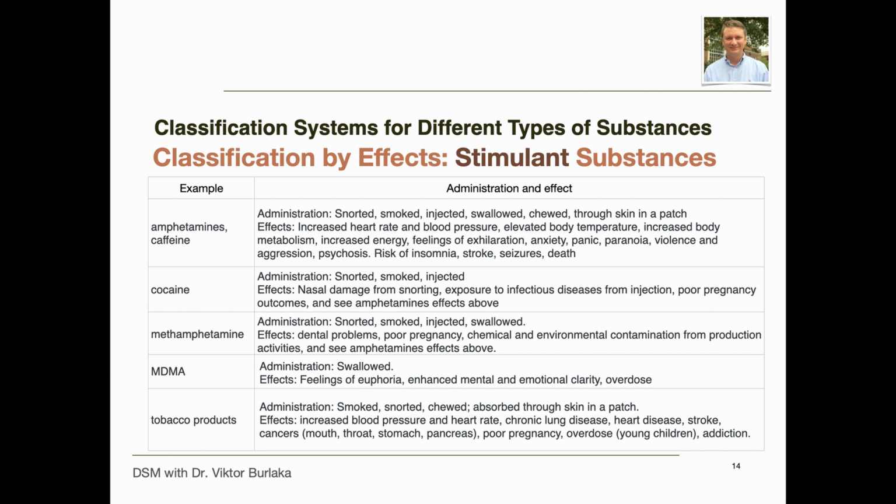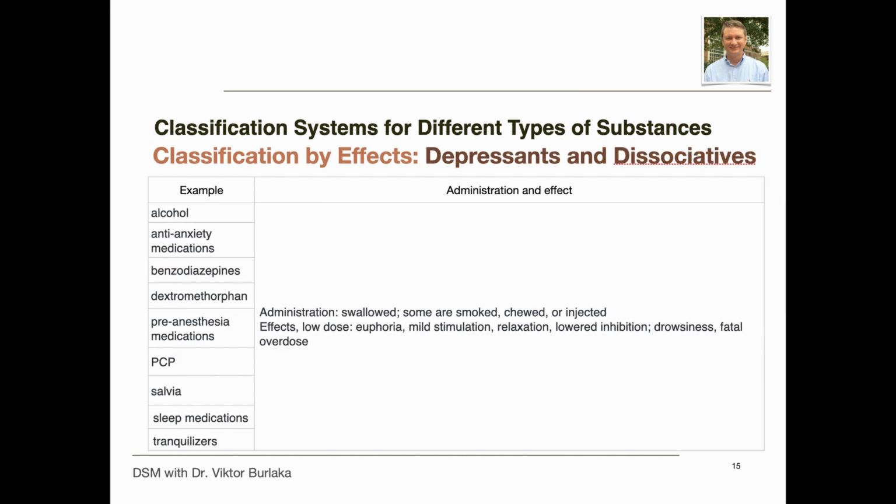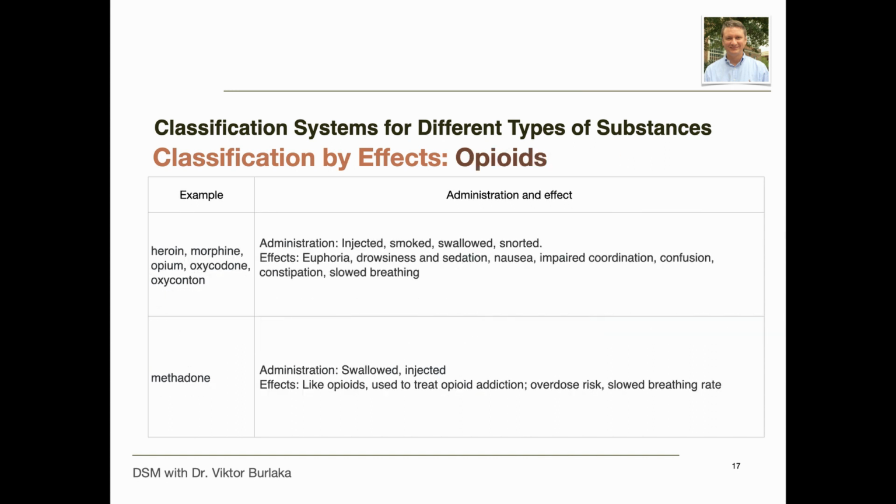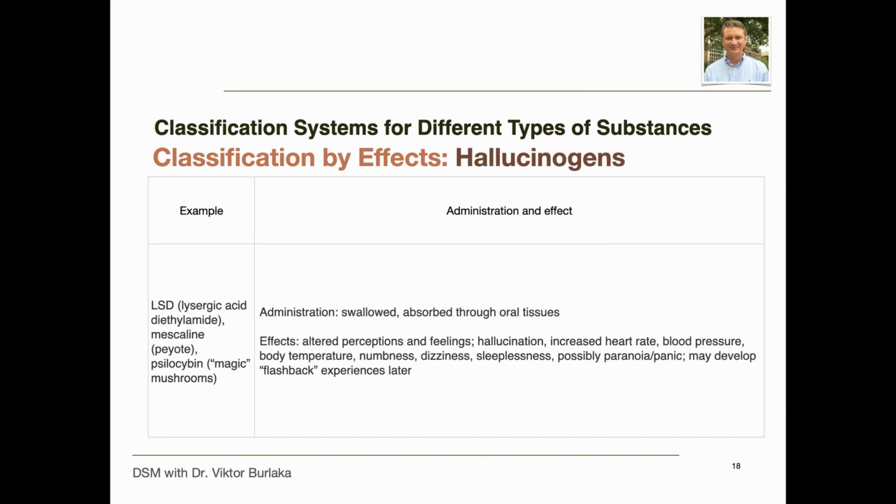body. Stimulants typically increase heart rate, increase energy, as well as anxiety, violence, and lead to multiple negative health outcomes, including the risk of overdose. Depressants cause euphoria, mild stimulation, relaxation, lowered inhibition, drowsiness, and can lead to fatal overdose. Cannabinoids cause euphoria, relaxation, slowed reactions, distorted sensory perception, impaired balance and coordination, increased heart rate, increased appetite, impaired learning and memory, anxiety and psychosis. Opioids lead to euphoria, drowsiness and sedation, nausea, impaired coordination, confusion, constipation, slowed breathing, and can result in overdose.